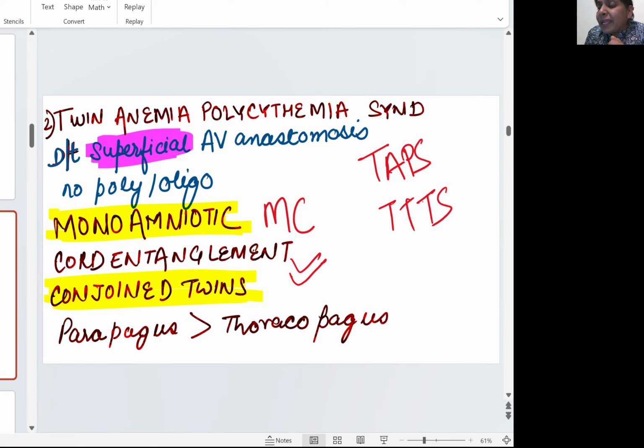Beta, there will be anemia and polycythemia. Yes, Dr. Rachna, there will be anemia and polycythemia, but there will be discordant growth. One twin will be large and the other twin will be small, but there will be no oligo or poly. If there is oligo and poly, then it is twin to twin transfusion syndrome.